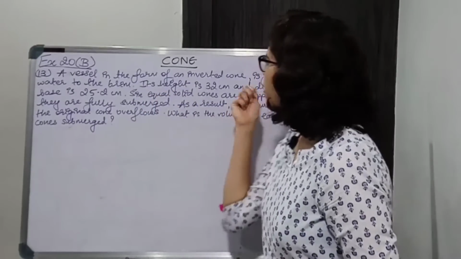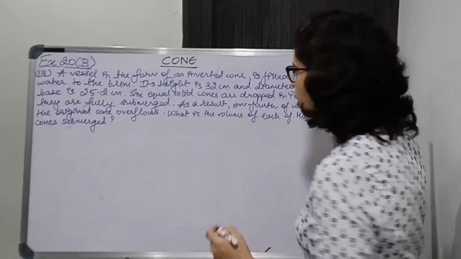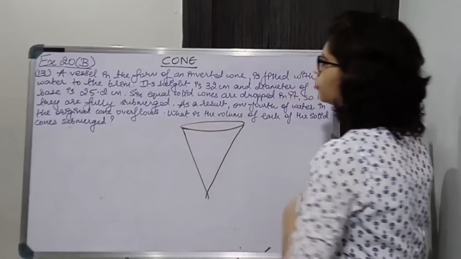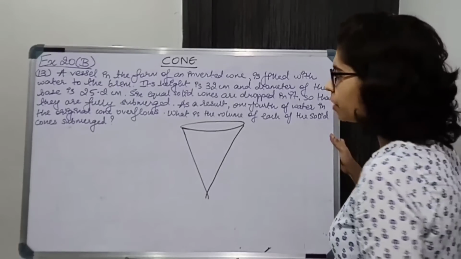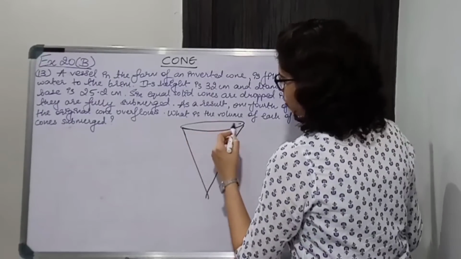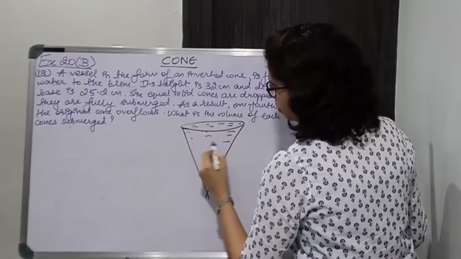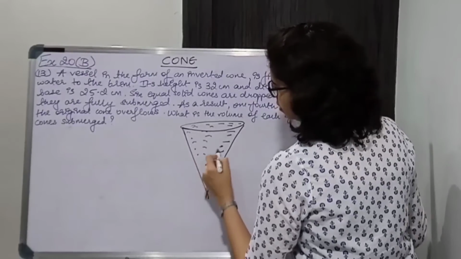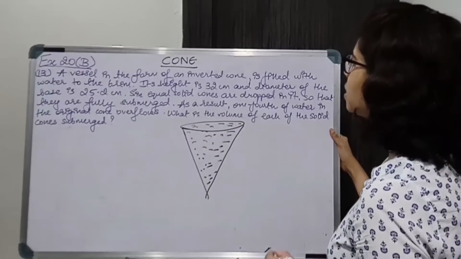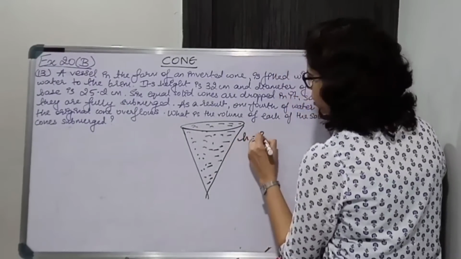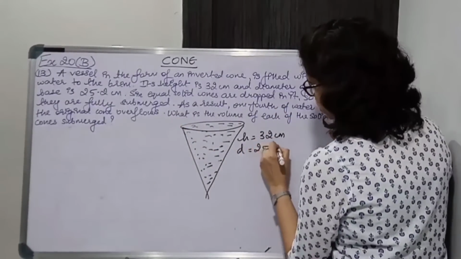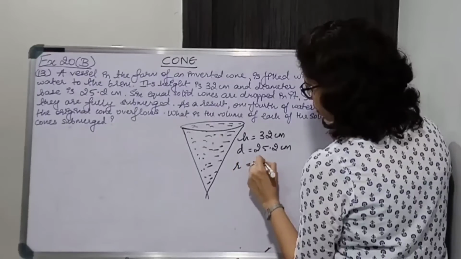Now एक vessel है in the form of an inverted cone. Inverted cone मतलब ऐसे है, ठीक है? There is this vessel in the form of an inverted cone and it is filled with water to the brim. पूरा brim तक पानी भर दिया है. Okay? So this is completely filled. Its height is 32 centimeter. Height h is 32 centimeter, and diameter of the base is 25.2 centimeter. That is r will be 25.2 upon 2.